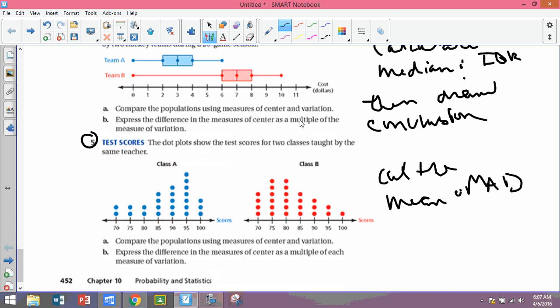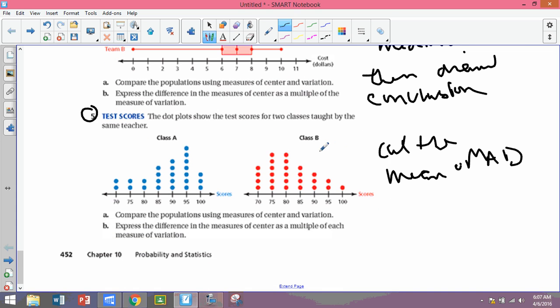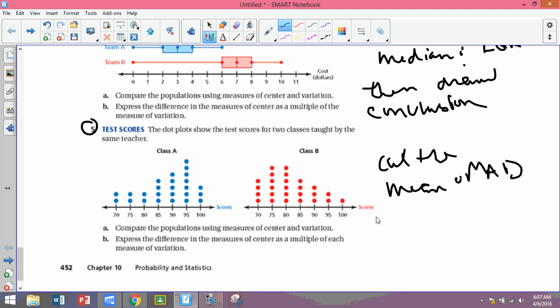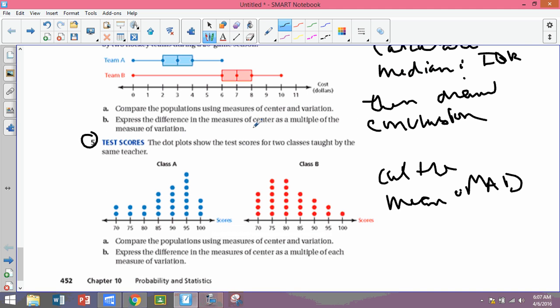Then in number 5, you have a dot plot that shows the test scores for two classes taught by the same teacher. Here you have class A and class B, and these are your test scores. You need to calculate the mean and the MAD, and then compare them and write me a sentence comparing them.